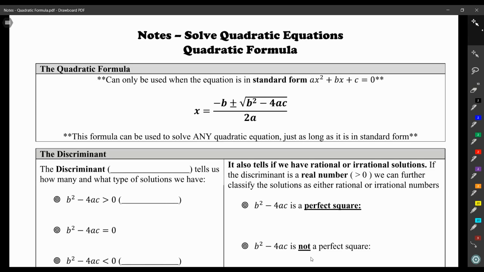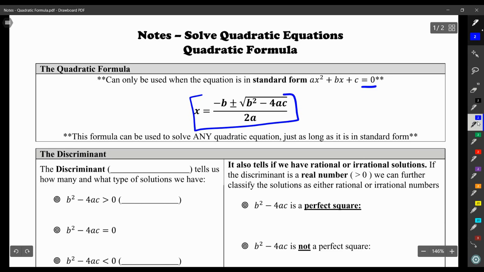Solving quadratic equations with the quadratic formula. With the quadratic formula, similar to factoring, the equation has to be in standard form, which is ax squared plus bx plus c equals 0. The other thing that has to happen to be able to solve with the quadratic formula is you have to be equal to 0. The quadratic formula itself is x equals negative b plus or minus the square root of b squared minus 4ac all over 2a.